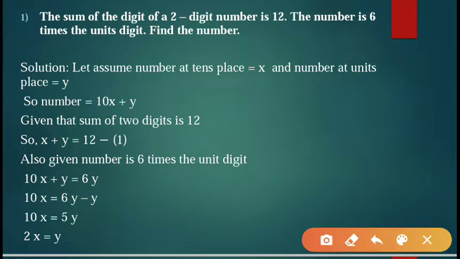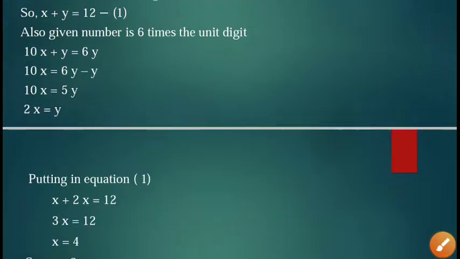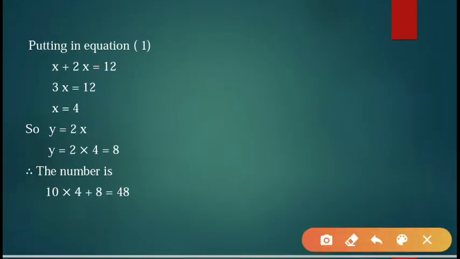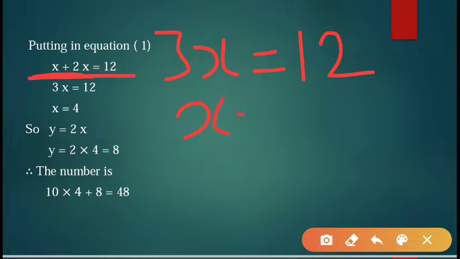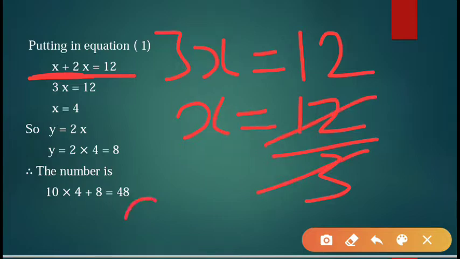Now you are having equation 1, x plus y is equal to 12. From here you can put the value of y. So when you put the value of y, you will get x plus 2x is equal to 12. This can be added and gives you 3x is equal to 12. And from here when you transfer this 3 to the right hand side, this will go down, and when you cancel, this will give you the value of x, which is 4.